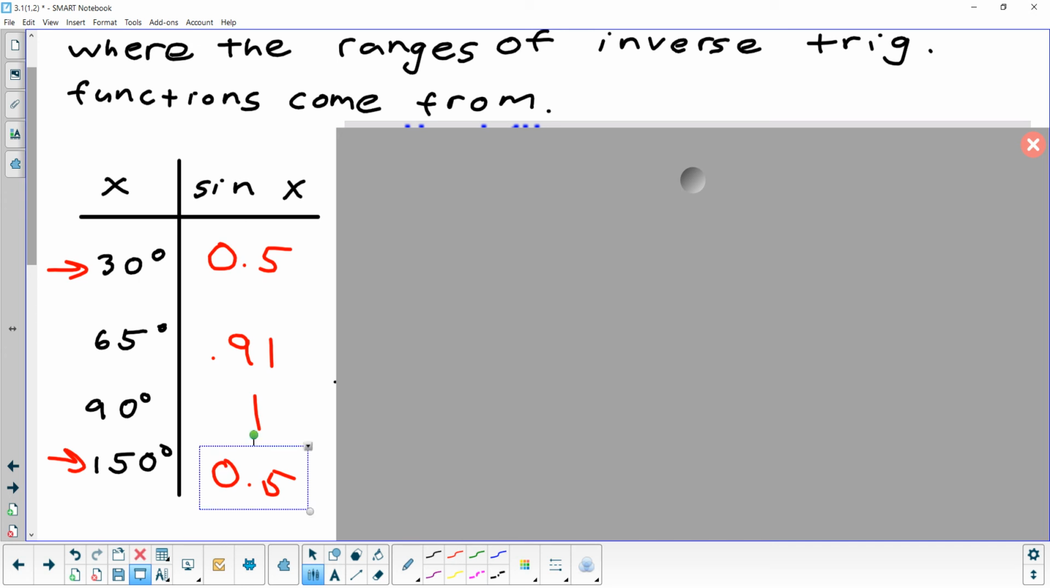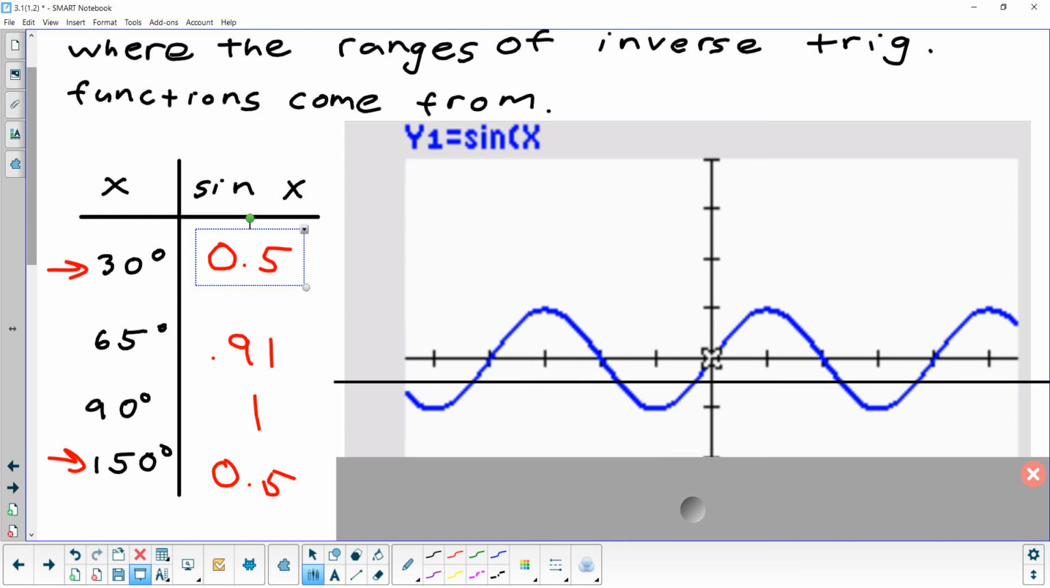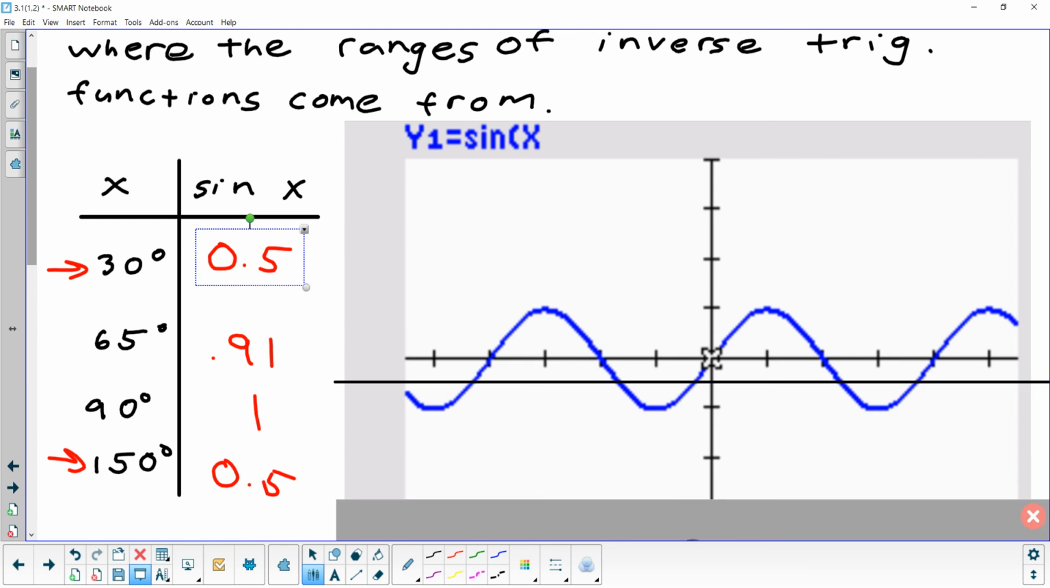Should you get the 150 back? Or should you get the 30 back? And the answer in this case is the 30. That is the one that is the correct answer. And it has to do with this picture. We're going to study that graph in blue more next week. That's called the graph of sine.